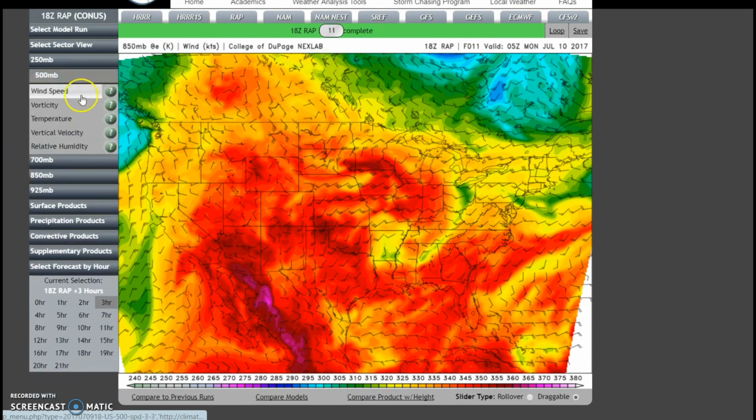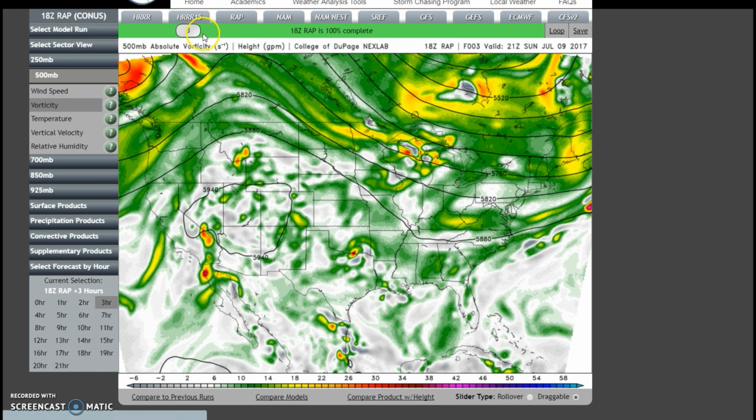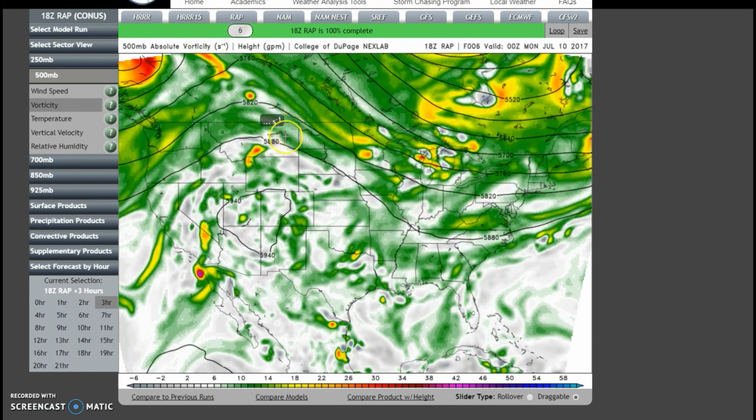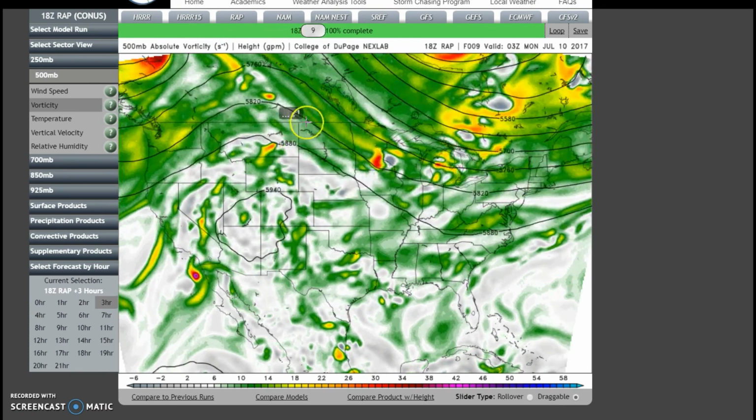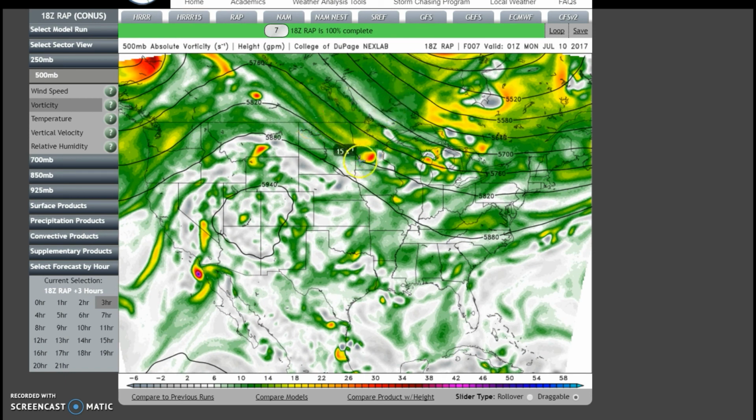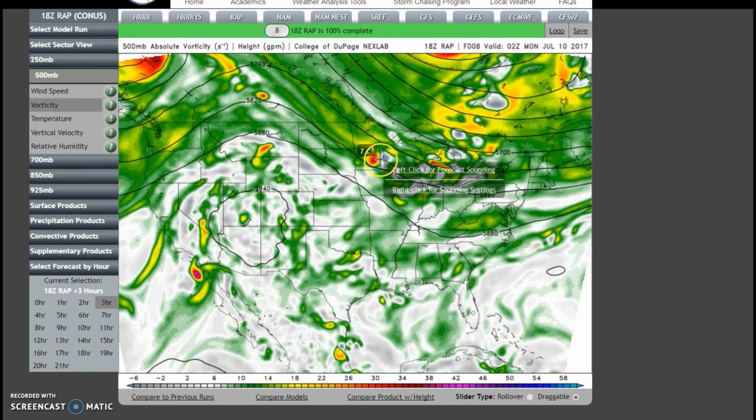Last thing I want to look at here is the vorticity. You can see at around 7 o'clock or so, a vorticity max develops right where those storms are going to be popping up. I'm going to be keeping an eye on that because my family just happens to live just east of that vorticity max, and I want to make sure that they are safe.